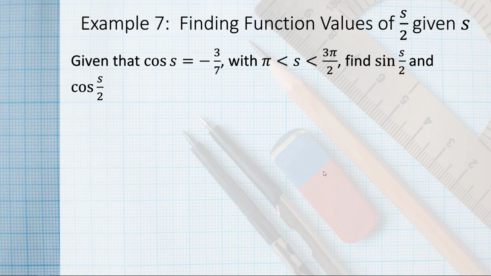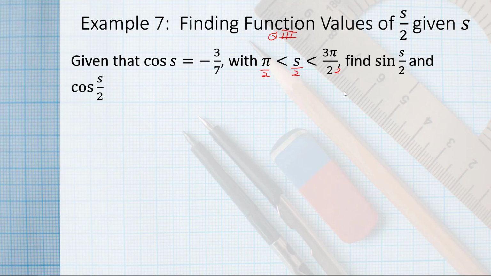Now in this example, we are given the value for cosine of s. It's equal to negative 3 sevenths. And we're told that s lies in between pi and 3 pi over 2, which essentially is quadrant 3. Okay, and we want to find sine of s over 2 and cosine of s over 2. Now before we do that, we need to figure out the quadrant in which s over 2 lies in. So we can do that by dividing this entire thing by 2. Divided by 2 here, divide by 2 here, and of course divide by 2 here.